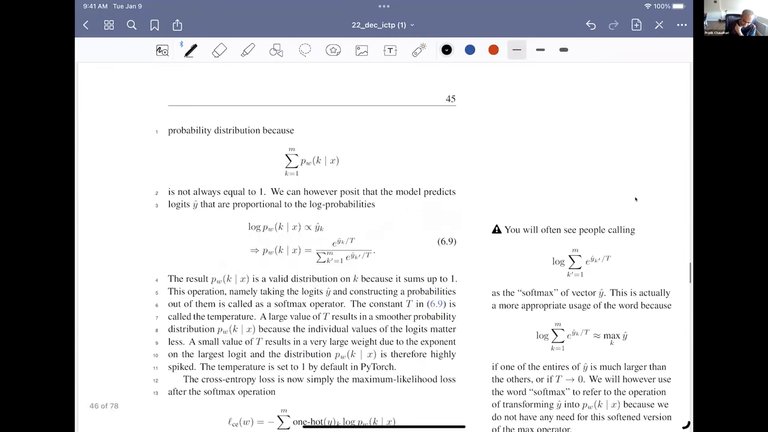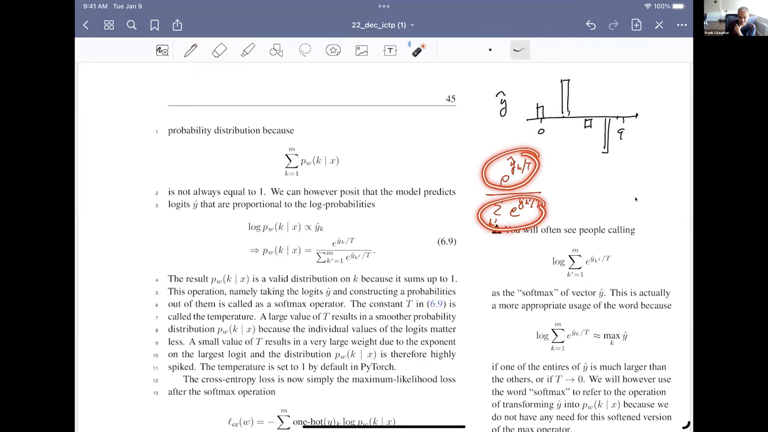Okay. And I will draw a couple of pictures. So let us say that this is 0 and this is 9. This is y hat, which could be something. Let's say some of them are positive, some of them are negative, etc. The distribution is e raised to y hat k divided by t, summed over e raised to y hat k prime divided by t. If t is very large, then it doesn't really matter what each of the terms are. They're all quite equal, the different terms for different k's. And so if t is a very large quantity, then the probability distribution that we are cooking up will tend to be quite uniform.